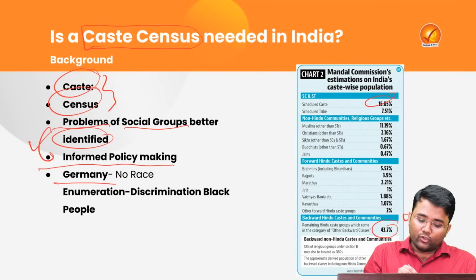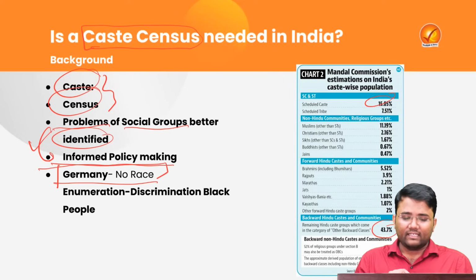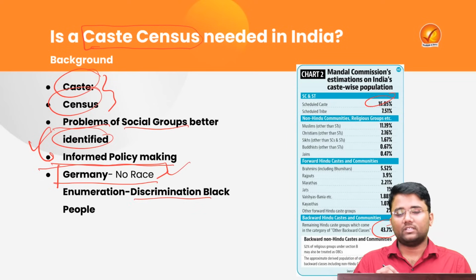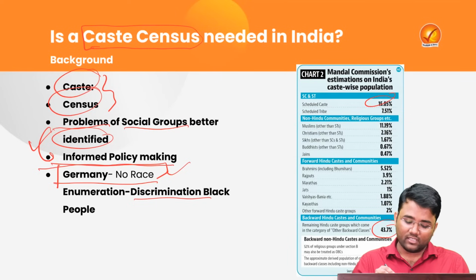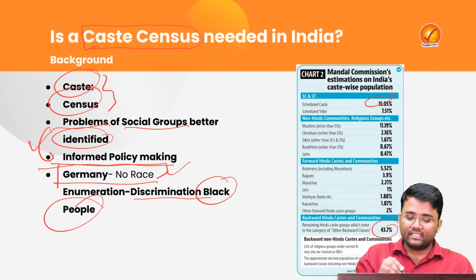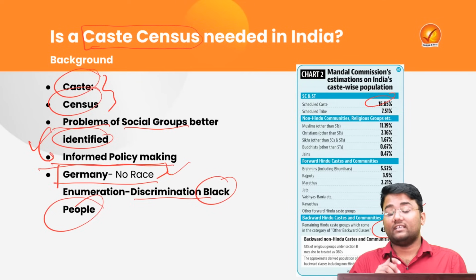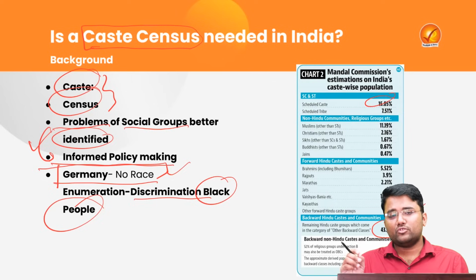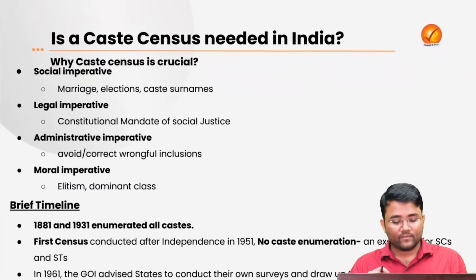Okay. If we talk about Germany, where there is no race enumeration in the census itself, due to this some experts believe that there is discrimination against black people. So this is why there is need for a caste census, so that a proper identification of the problems of the different caste groups can happen, proper solutions can be provided, and proper policy making can be done.